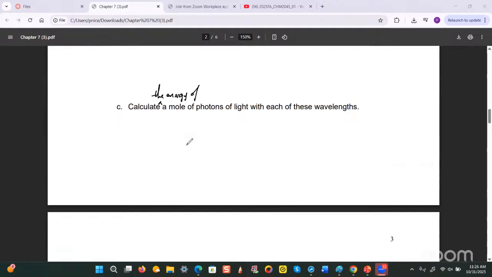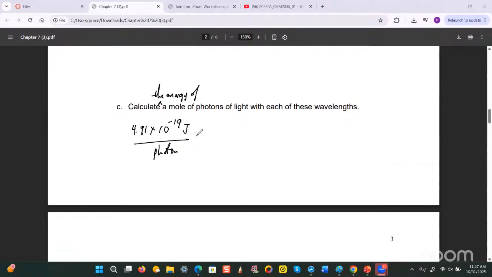Now, in order for us to answer that question, I need you to remind me of what the energy was that we calculated in the A part. For the 4.7 nanometer one, 4.91 times 10 to the negative 19 joules. Okay, so that would be the energy of a photon, the energy per photon, right? What the question is asking for is the amount of energy per molar photon.